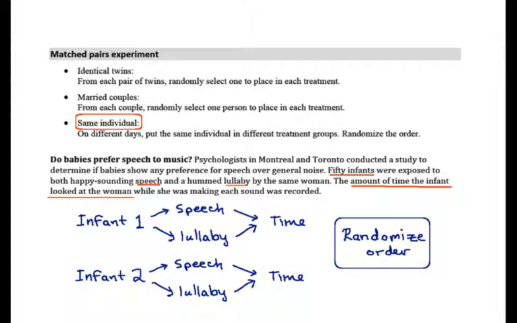So randomizing the order, so that maybe we would have the lullaby versus speech go in the other order here, right? If I move these around, flip a coin maybe for each baby and say, okay, this baby might get them in the other order. Randomizing the order is usually the way we do this within the same individual, but for married couples and identical twins, we wouldn't randomize the order. We would actually randomize which person in each of these pairs gets which treatment.